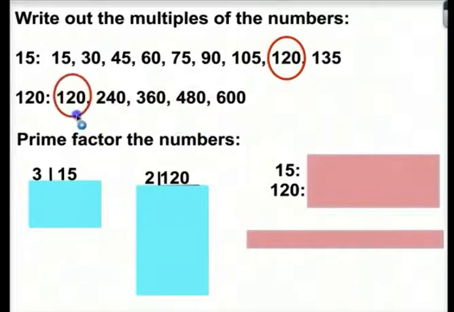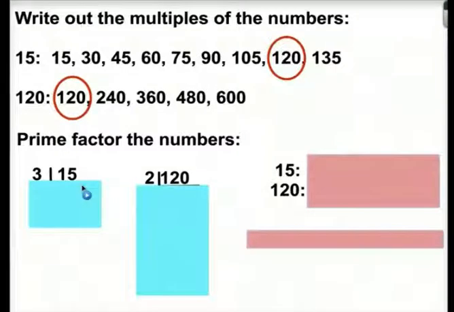So this has a 120. And 120 times 1 is 120. So that's your least common multiple. Now, prime factoring these numbers. 3 is the smallest prime number to go into 15. 5 will also go in, so if you're thinking, what about 5? It goes in, but it's not the smallest.